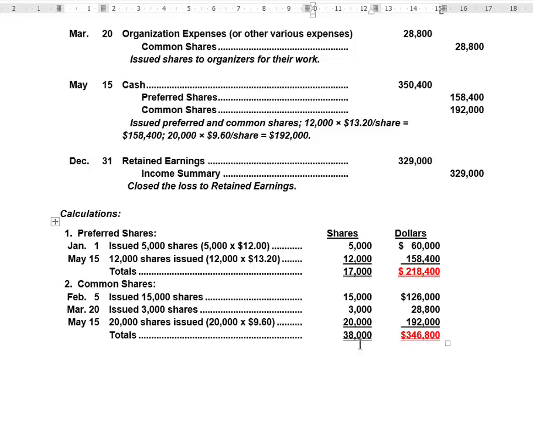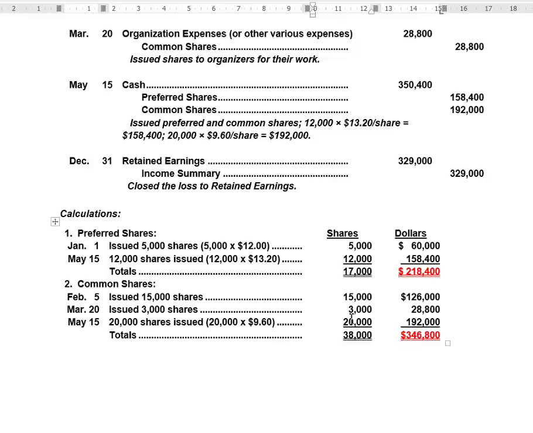We issued 38,000 shares, and the common share equity that was created was 346,800. These numbers that I've got here in red, the 218,400, which is the dollar value of preferred shares issued, and the 346,800, which is the dollar value of common shares issued, those are going on to the equity section of the balance sheet, along with the number of shares issued and outstanding for preferred, which is 17,000, and the number of shares issued and outstanding for common, which is 38,000.